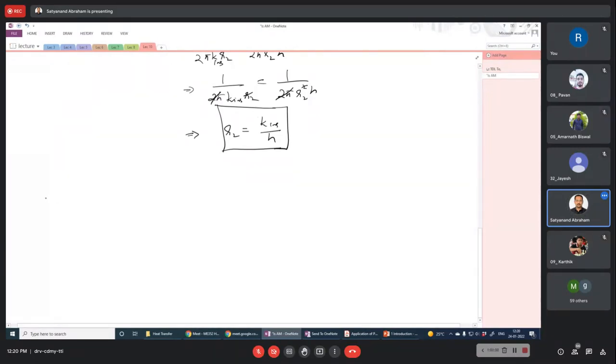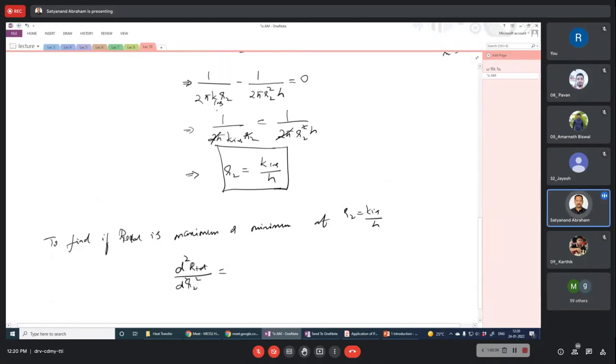So to find out if our R total is maximum or minimum at R2 equal to K insulation by H, we have to second differentiate it. So d squared R total by dR2 squared. We similarly differentiate whatever we discussed over here.